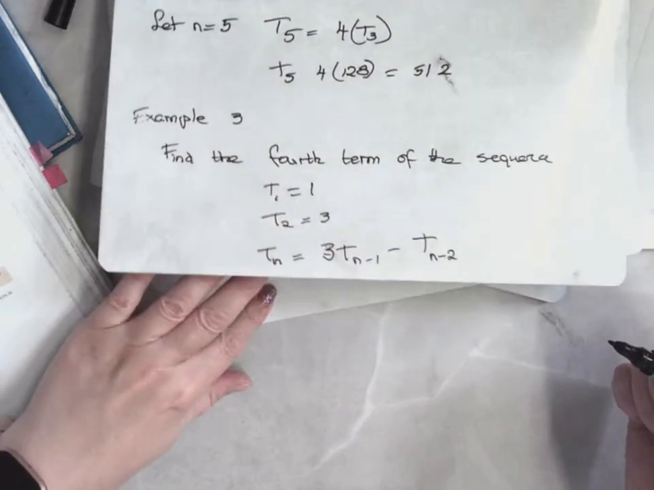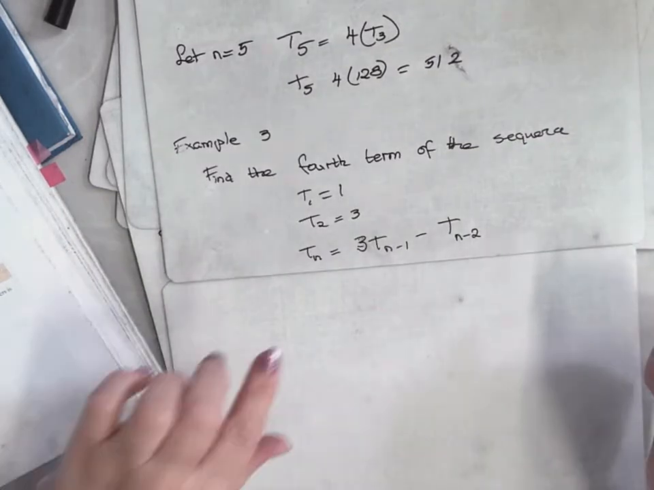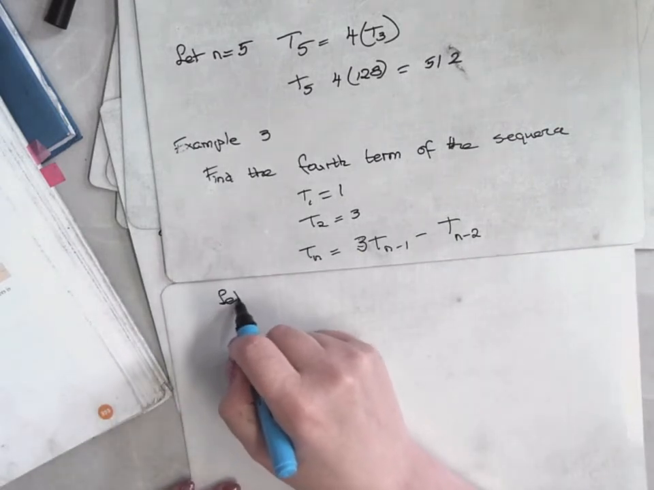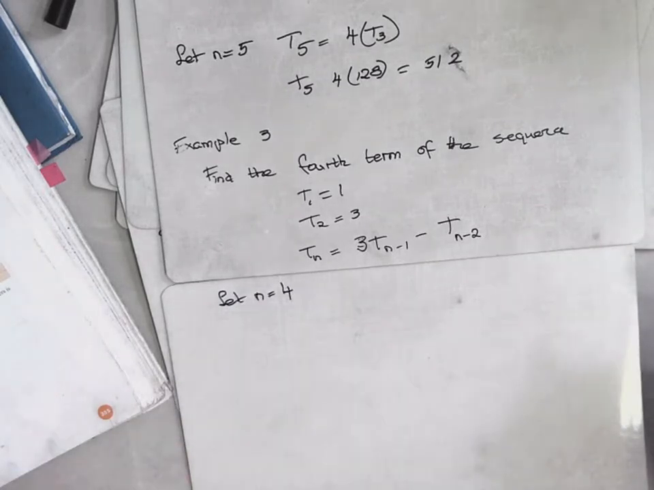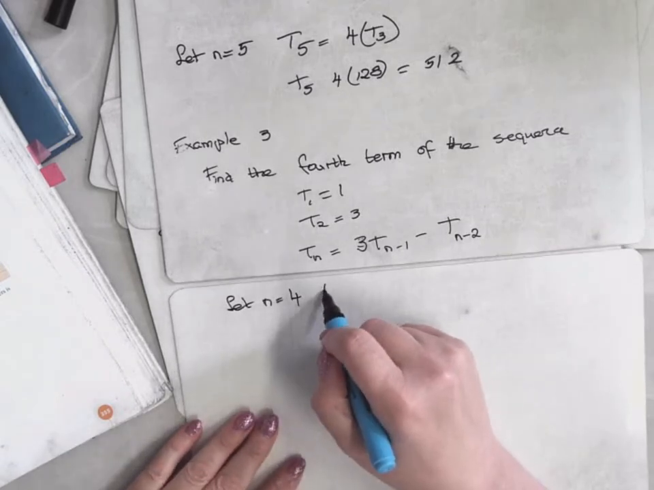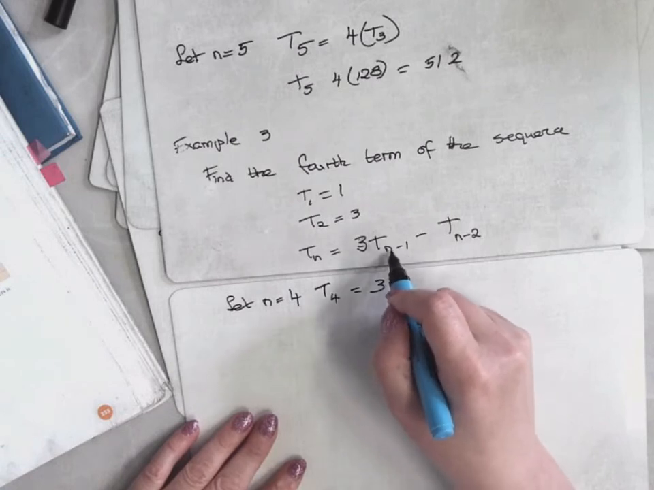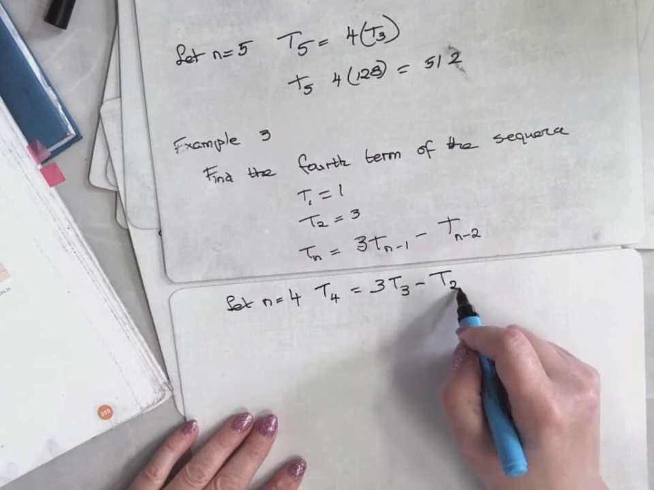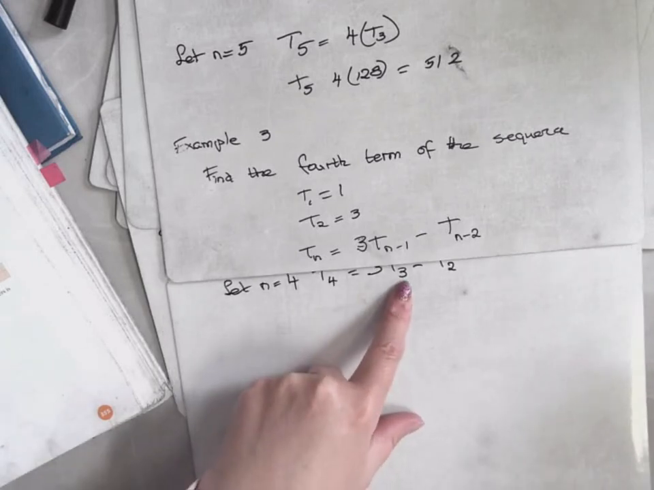Okay, so this time, what will I let n equal to, please? I'm looking for term number 4, so what will I fill in for n? Let n equal 4, won't I? Because I don't need all the terms, I need the 4th term. So term number 4 is equal to 3 times term number 3 minus term number 2. I have a problem. What's my problem? I don't have term number 3. In order to get term number 4, I need term number 3.